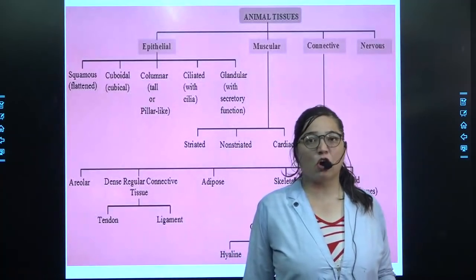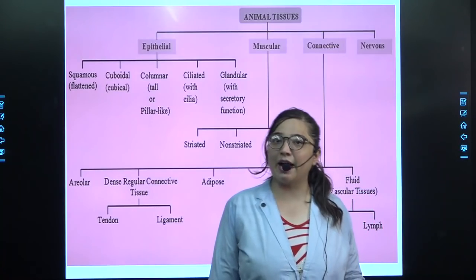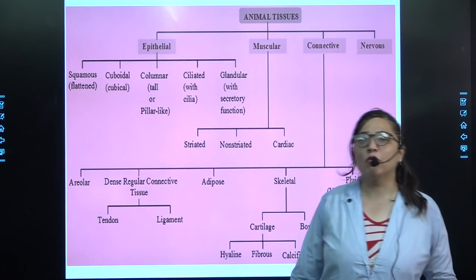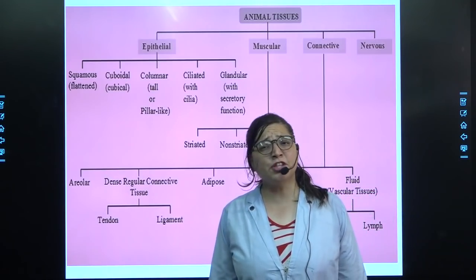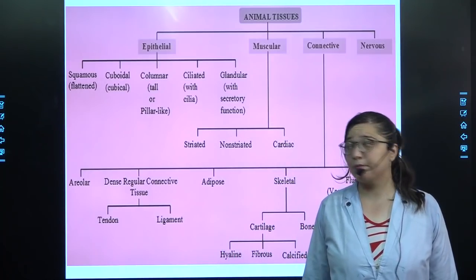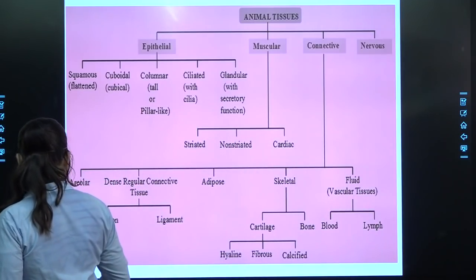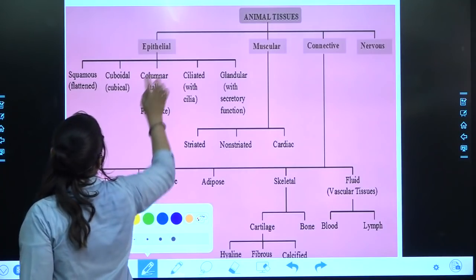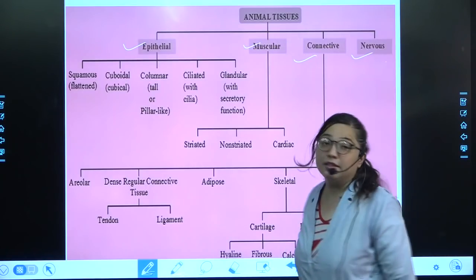So here is the chart of the various types of animal tissues. You already know that animal tissue is of basic 4 types. Which are those 4 types of animal tissues? As shown over here, they are epithelial tissue, muscular tissue, connective tissue and nervous tissue.